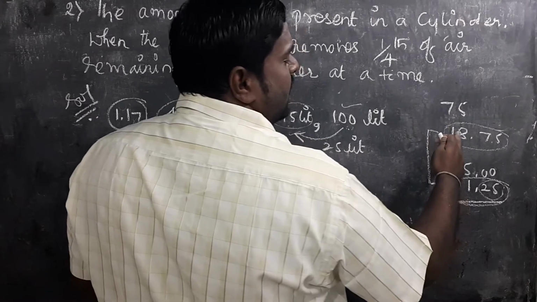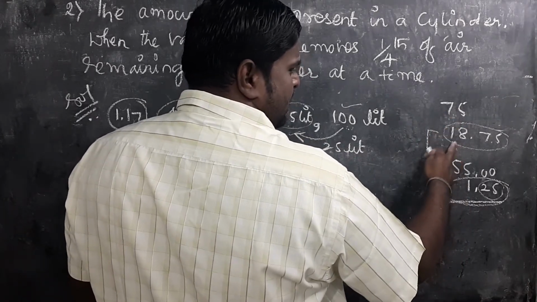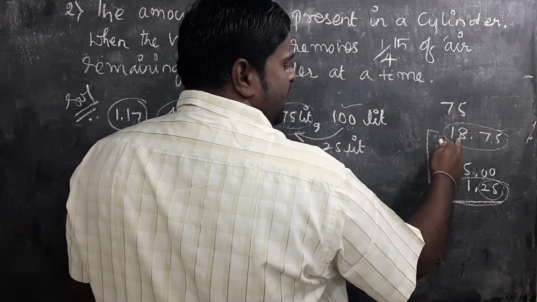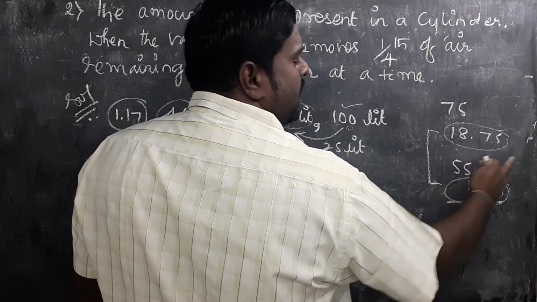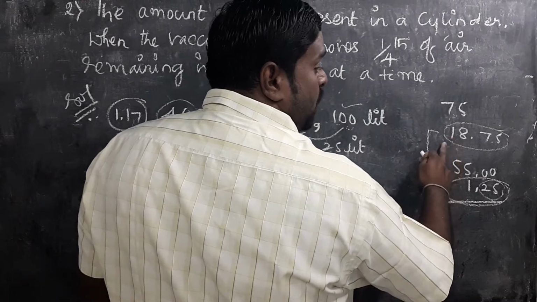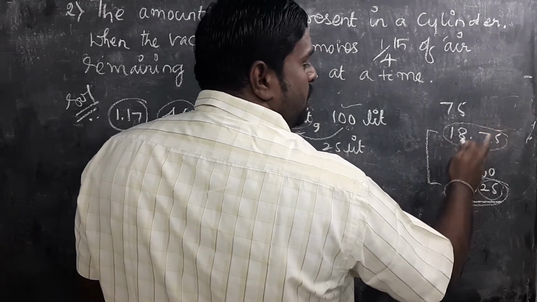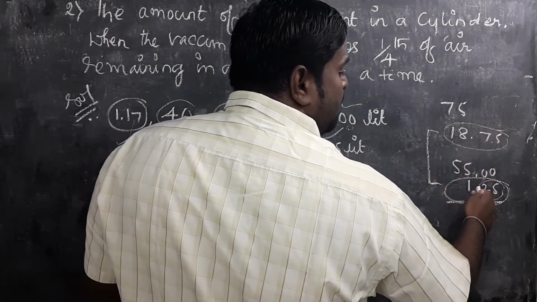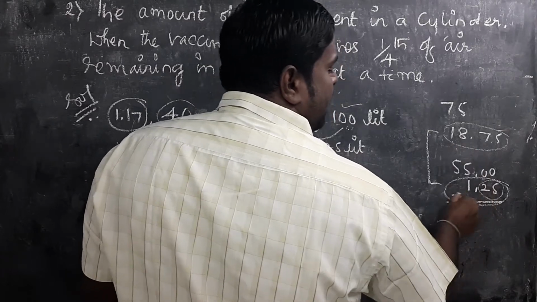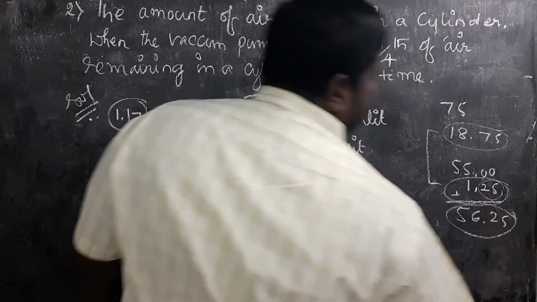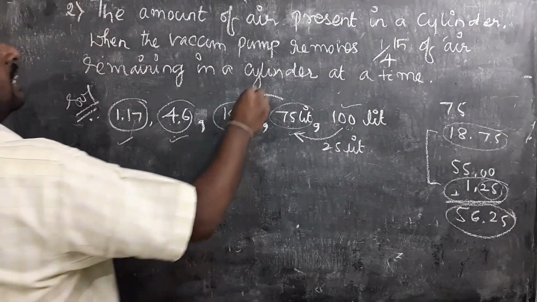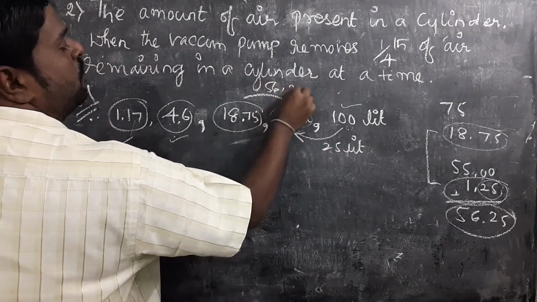Now for the timing, very simple. 75. Next, we take the two-digit multiple of 10 nearest to 18, which is 20. 75 minus 20 is nothing but 55. You write 55. Now you have taken 20, no problem. Since this is 1.25 times lesser, you should add. When you add, you will get 56.25. Here it is 56.25.